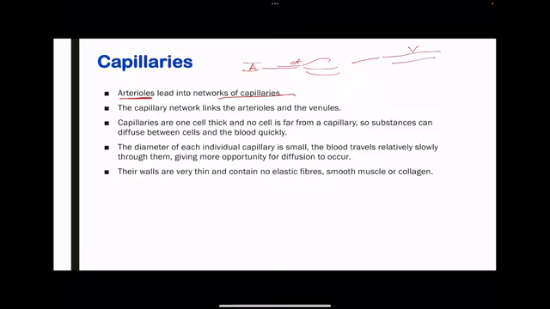Capillaries are one cell thick, and within the organs, no cell is far from a capillary, so substances are able to diffuse between the cells as well as the blood quickly, meaning the diffusion distance is going to be small. Also, the diameter of each individual capillary is quite small. Blood travels slowly through these capillaries, giving more opportunity for diffusion to occur, so the exchange of gases can occur efficiently, as well as the delivery of nutrients. The walls of these capillaries are one cell thick and contain no elastic fiber, smooth muscle or collagen. It's going to allow the diffusion distance to be quite small.